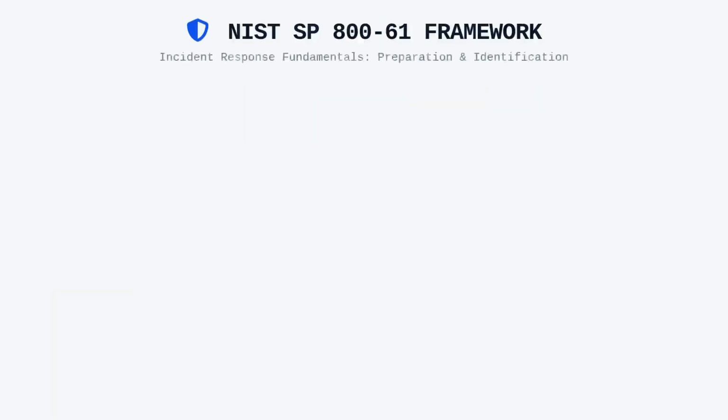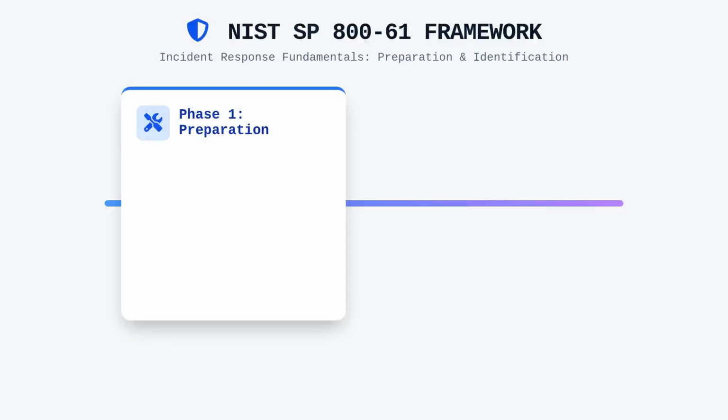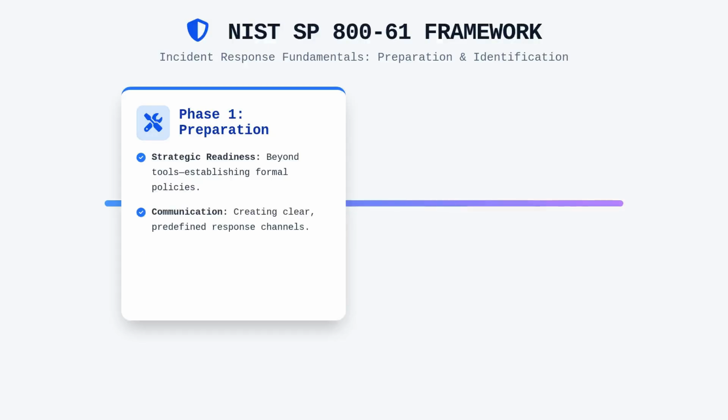The NIST SP 800-61 standard provides the industry-accepted framework for incident response, which begins with the preparation phase. Preparation is not merely about having tools. It is about establishing the policies, communication channels, and technical readiness to detect and handle threats before they escalate.